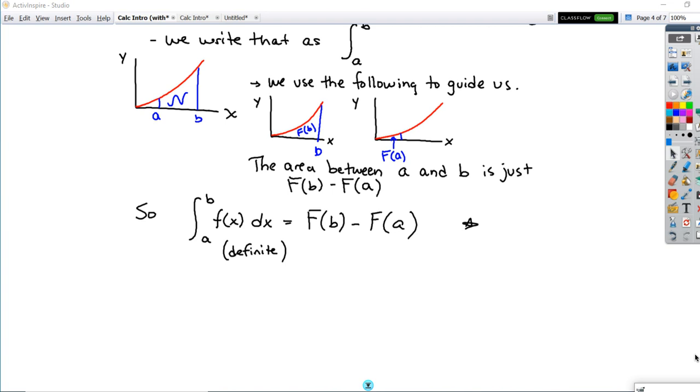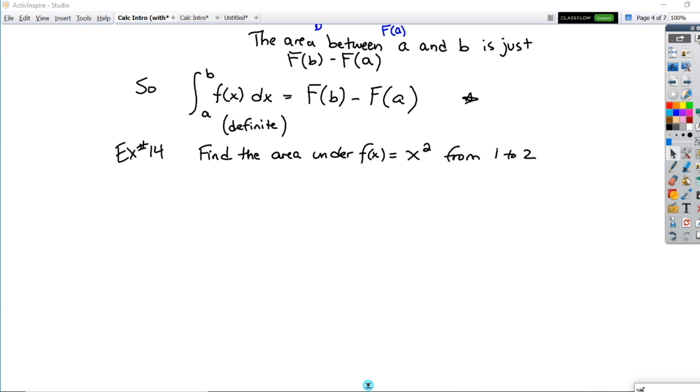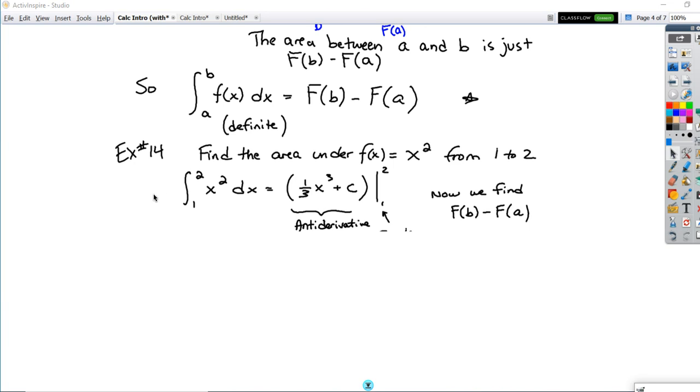This is called the definite integral. So if we integrate from a to b, f of x times dx, you'll get the integral function evaluated at b minus the integral function evaluated at a. So let's find the area under x squared, but from the values 1 to 2. So we write it: integral from 1 to 2, x squared dx. We know that the antiderivative of x squared is 1/3 x cubed plus c.